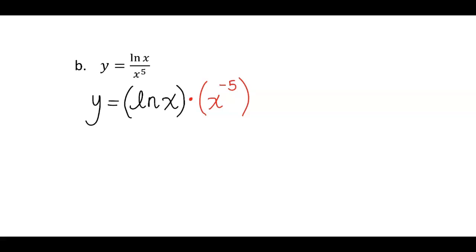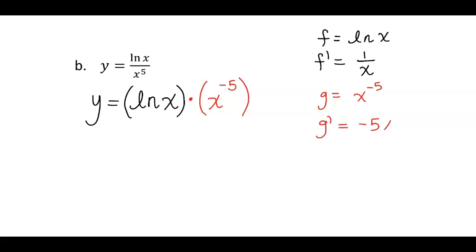So let me go ahead and label all my pieces. F is natural log of x. Then what is the derivative of that? Well, that is 1 over x by theorem 7. Next, g is x to the negative 5th power. That means g prime is negative 5x to the negative 6th power. So I didn't want to use the quotient rule, so I just rewrote it so that this became a product instead of a quotient. So let's go ahead and do the product rule, which is first times the derivative of the second plus second times the derivative of the first.